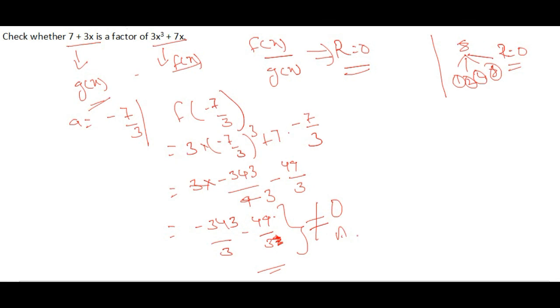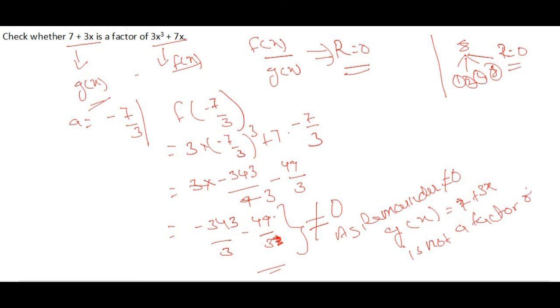So as the remainder is not equal to 0, g x, which is equal to 7 plus 3x, is not a factor of f x, which is 3x cube plus 7x. There is one more method to check whether this g x, 7 plus 3x, is a factor of 3x cube plus 7x.